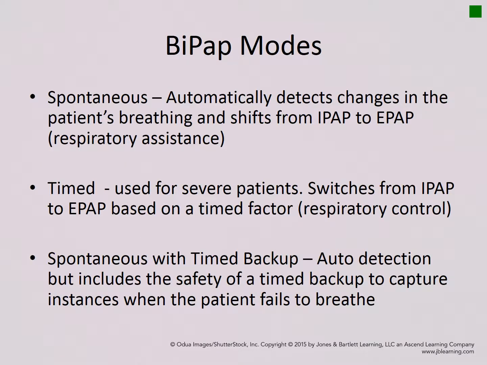So with BiPAP we have 3 different modes. We have a spontaneous mode, and this is where it automatically detects changes in the patient's breathing and the machine itself shifts from IPAP to EPAP. We have a timed mode. This is used for patients who have severe breathing abnormalities. It switches from IPAP to EPAP based on a time factor, meaning we have a set respiratory rate. We have a spontaneous with a timed backup mode, and this is our most commonly used mode. And this is auto detection, but it includes the safety of a timed backup just in case the patient fails to breathe on their own.